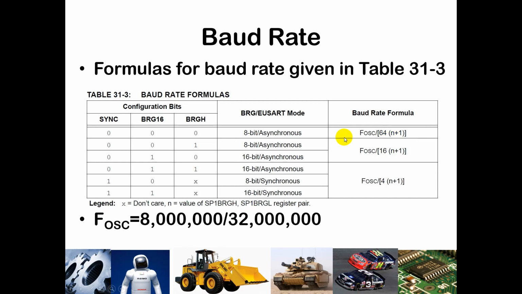So if you were to just put 0, 0, 0, you would be in 8-bit asynchronous mode, and the formula for your baud rate would be FOSC divided by 16 times n plus 1. The frequency of our oscillator will depend upon whether we have enabled the 4 times PLL that is on board our PIC. So if we have disabled that, we will use a value of 8 megahertz or 8 million, and if we have enabled that, we will use 32 megahertz or 32 million in those calculations.